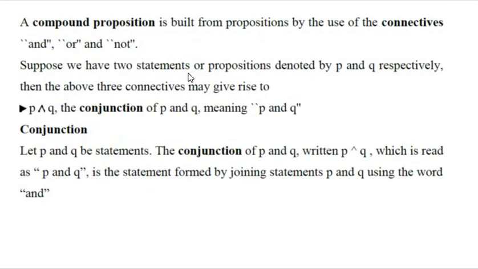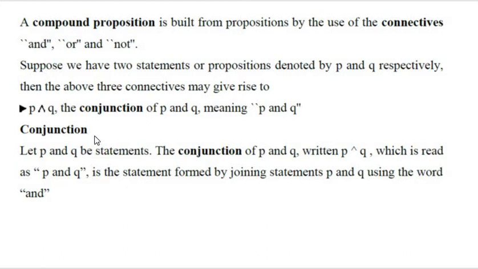A compound proposition is built from propositions by the use of the connectives and, or, and not. Suppose we have two statements or propositions denoted by P and Q respectively. Then using the connectives we get another proposition known as a conjunction. So P and Q is the conjunction of the two propositions P and Q.